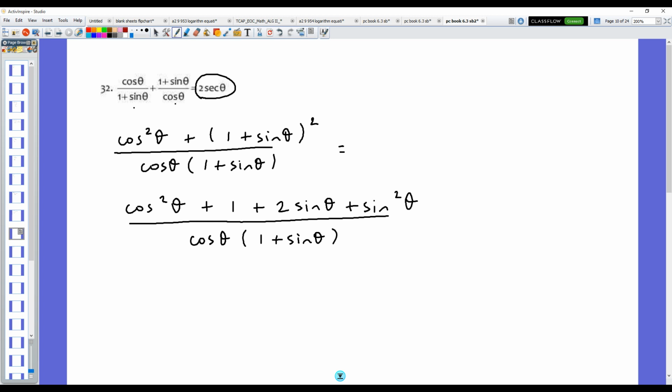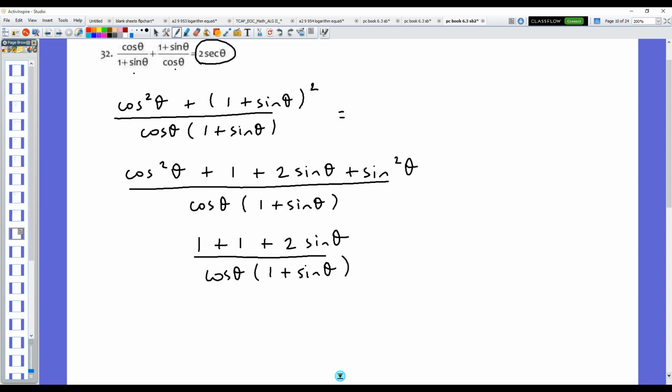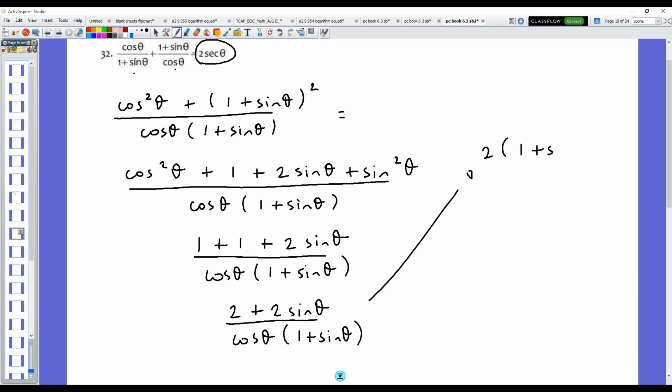I see a cosine squared, I see a sine squared in the top. Even though they're not side by side, I can replace those with a 1. The way we get things to cancel is we need to figure out a way that we can factor. Up on top, I see a 1 and a 1. I can make that into a 2. And I'm going to factor out the 2 in my next step. Do that up here. So I'll pull out the 2. That leaves me with 1 plus a sine over my cosine and my 1 plus a sine.